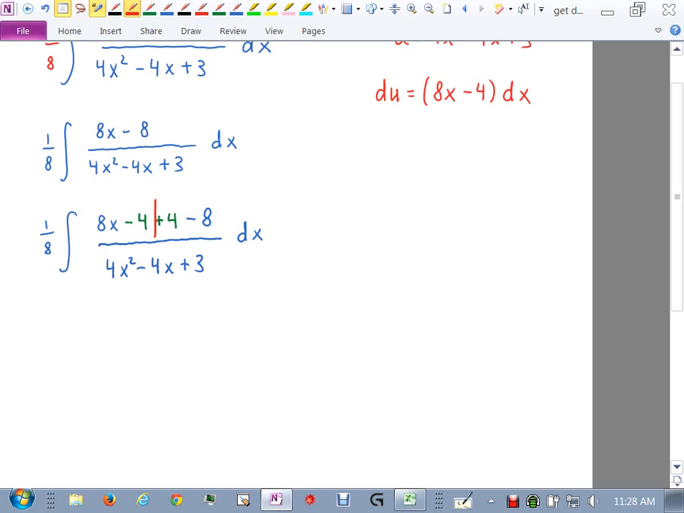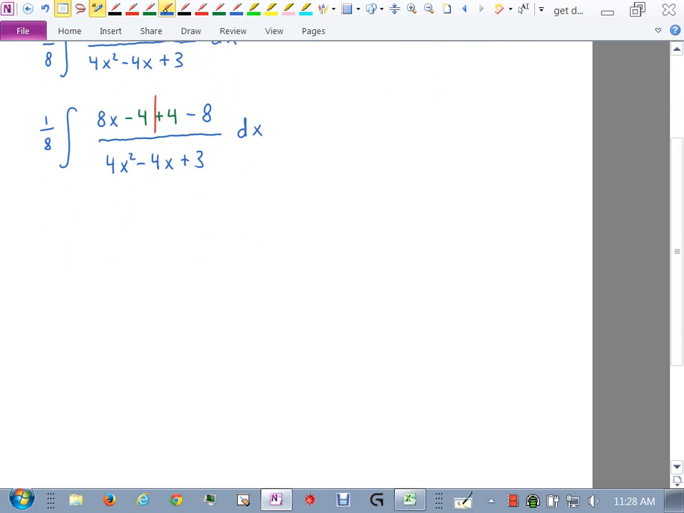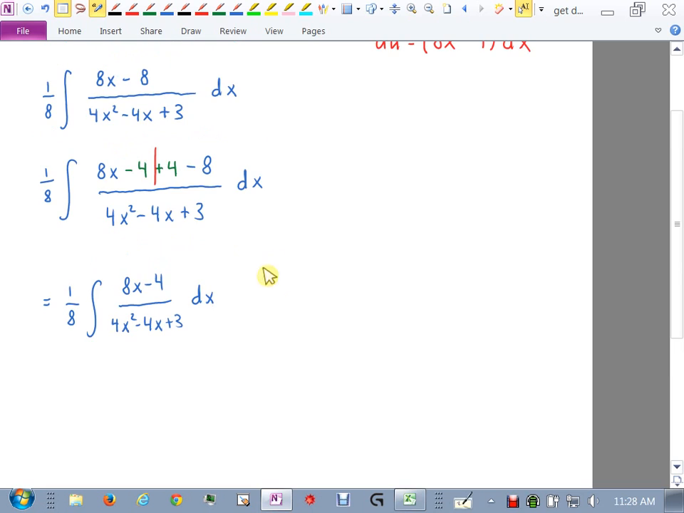Okay? So rewriting this, this is 1/8 integral 8x minus 4 over 4x squared minus 4x plus 3 dx. And now this right here, what did we say it's going to turn into? Negative 4 over this, but that negative 4 can come out, can it? And join that 1/8 that's out here. So can I put instead minus 1/2 integral 1 over 4x squared minus 4x plus 3.